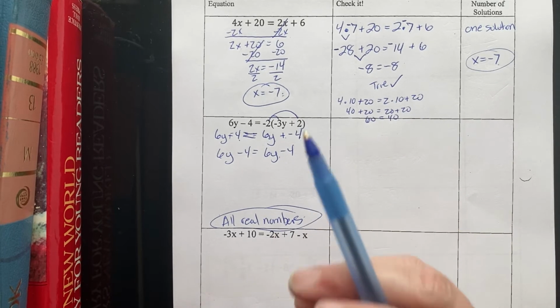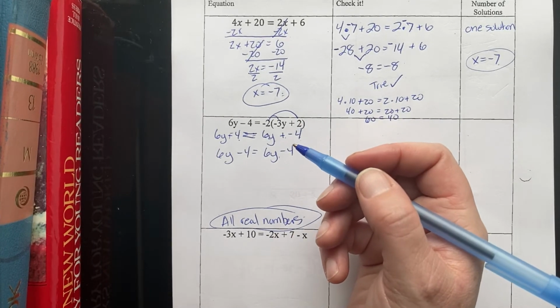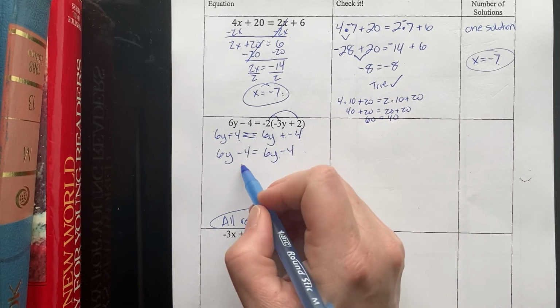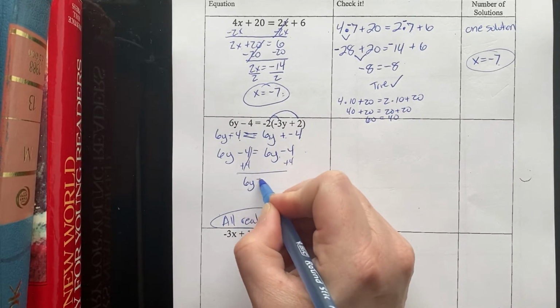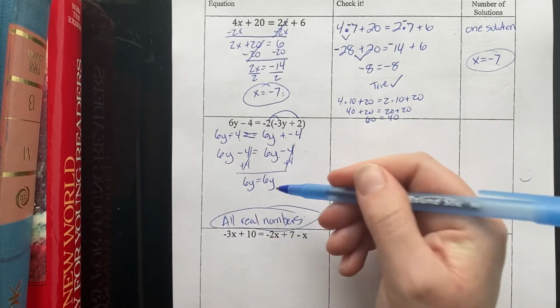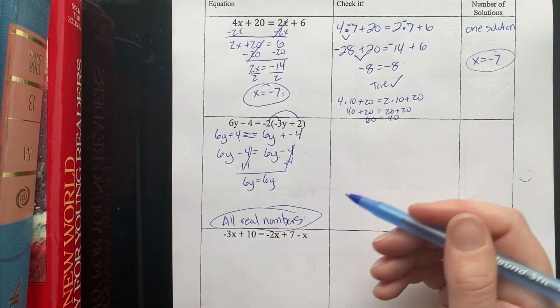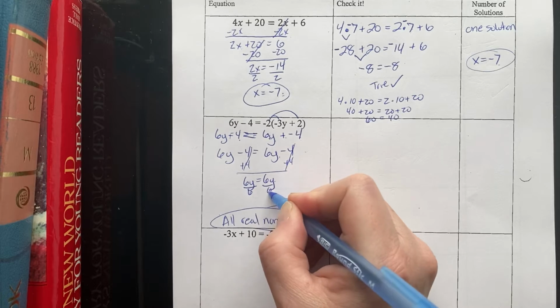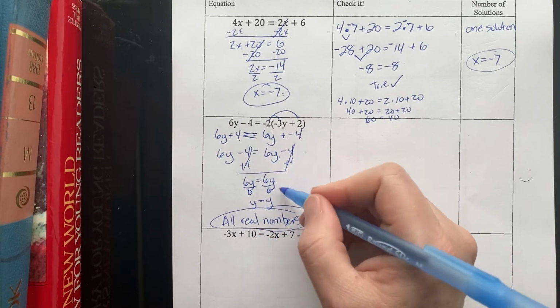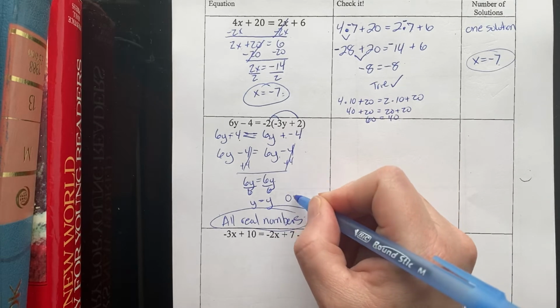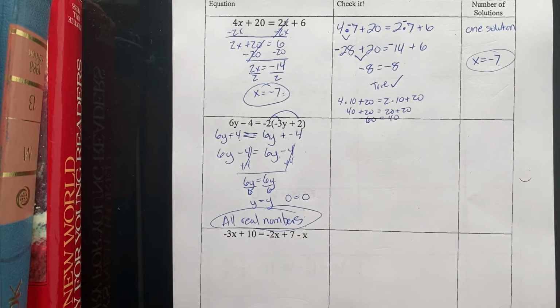If you don't see it and you continue equation solving, it's okay. If you add 4 to both sides, you get 6y equals 6y. You could stop there and write all real numbers. If you don't see it there, and divide by the coefficient and get y equals y. Or you subtract 6y from both sides and get 0 equals 0. All of that's leading you to all real numbers.